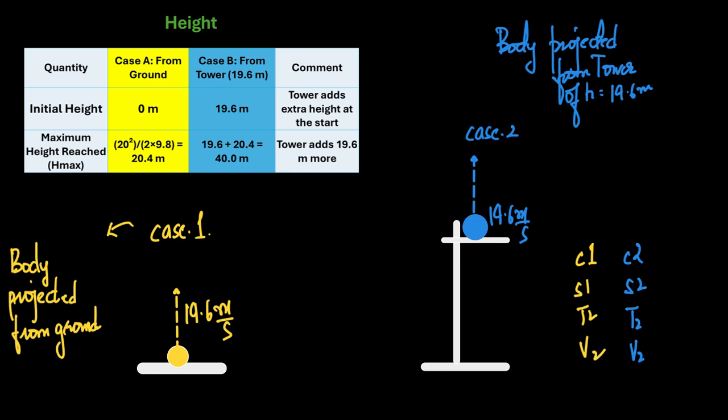To give you a hint, this is what I expect in a solution. Case A, initial height. Case B, initial height. Case A, maximum height reached. Case B, maximum height reached, and why? It's a very humble request that you go through these four given ratios, the given quantities, and try to compare and contrast what the effects are based on these two differences.